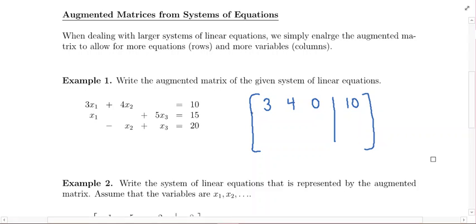The second equation, there is a 1 in front of x1. We're missing x2, so we put a 0. And then there's a 5 in front of x3, and there's a 15 on the other side of the equal sign.